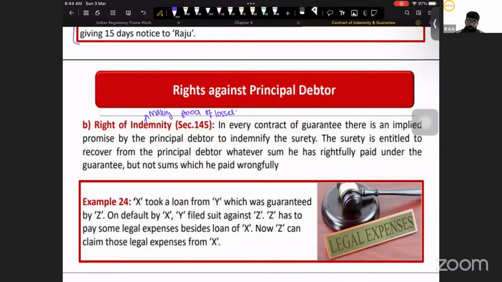X took a loan from Y which was guaranteed by Z. On default by X, Y filed a suit against Z.